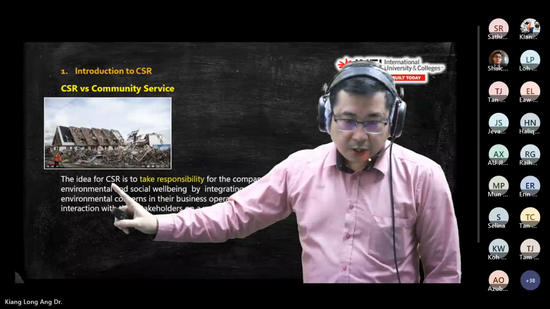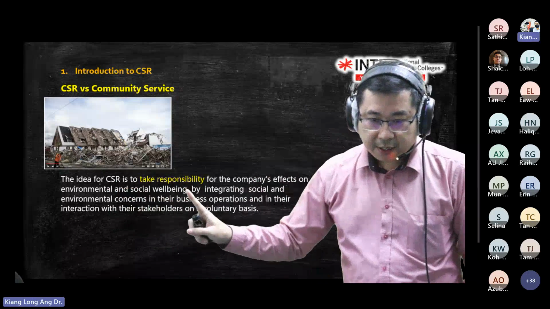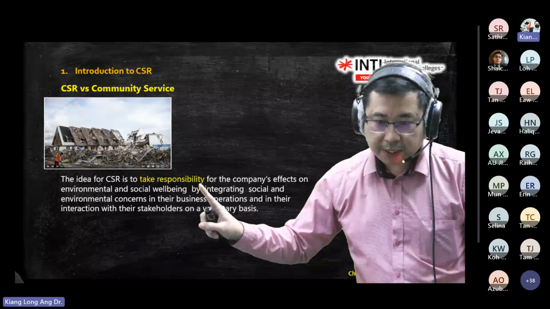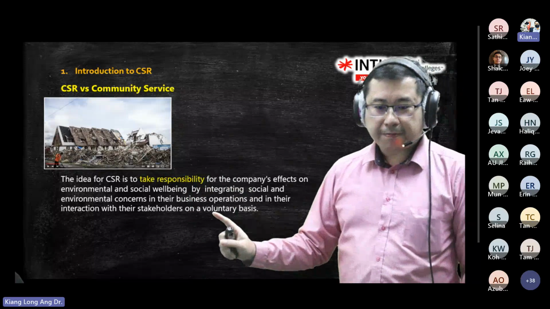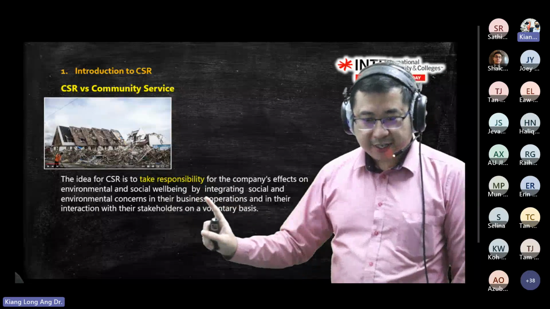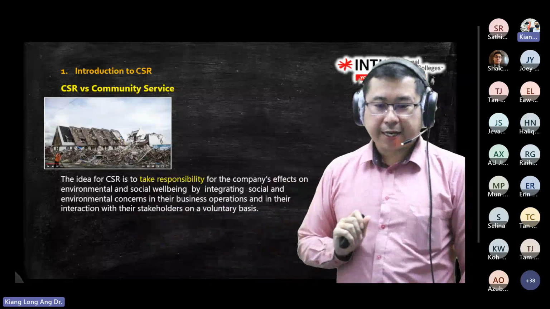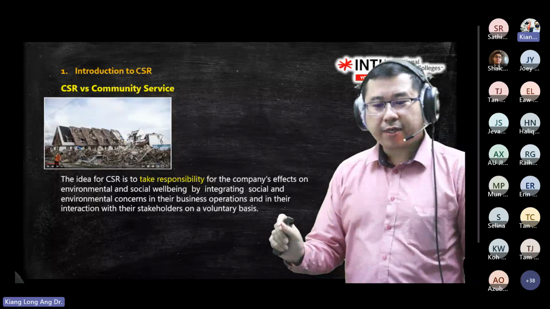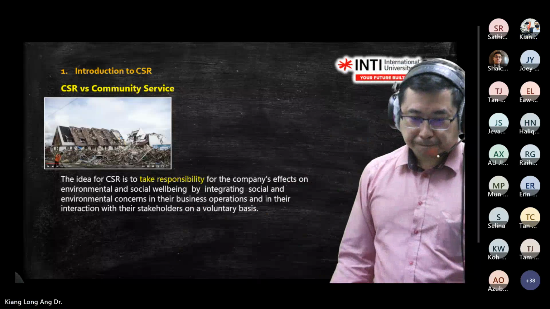The idea of CSR is to take responsibility, or the company is taking responsibility to help the society. In short, I already summarized everything here. The keyword I highlight means that there's a responsibility component that the company takes to help the society. Okay.